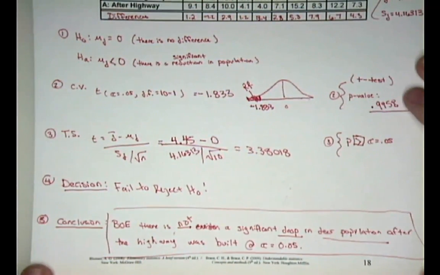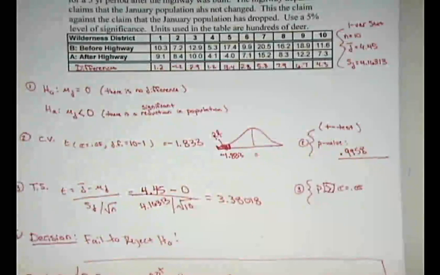Always circle your conclusions. And that is a dependent sample or a before and after study, and for those, again, you always want to use a t-test.